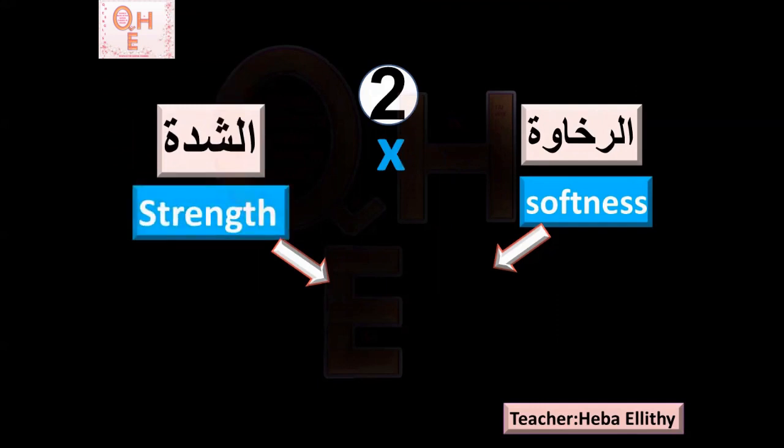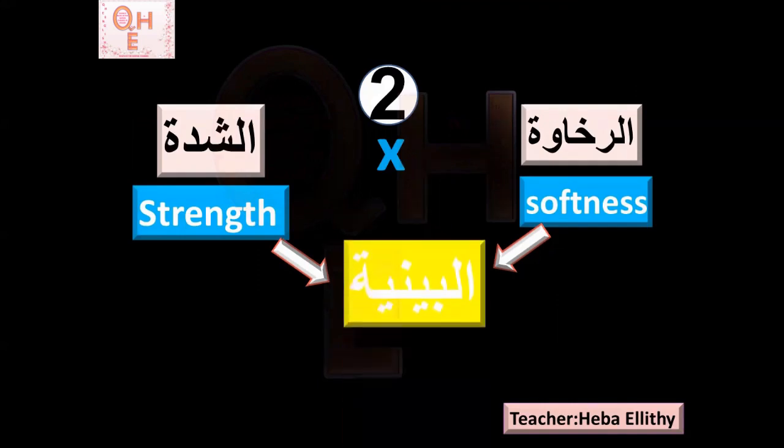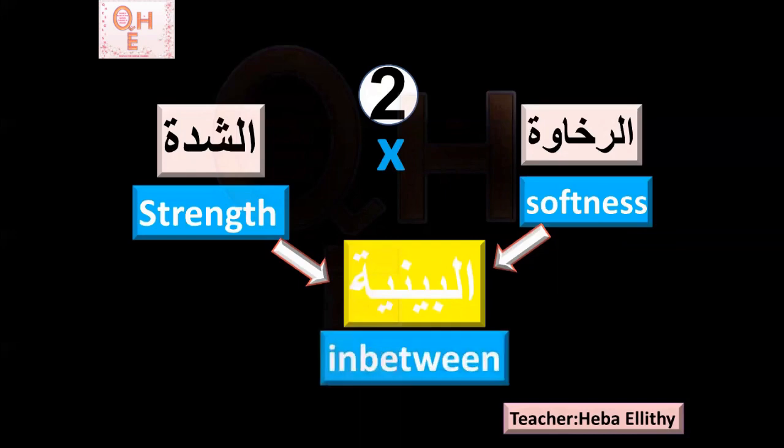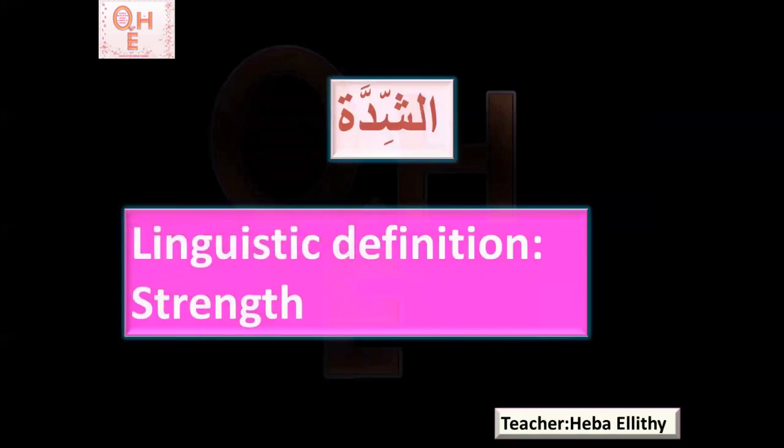And I'm still saying you have to memorize these words in Arabic, not in English. الرخاوة, the opposite of الشدة. And between both of them, we call it البينية, in between. So let's explain each characteristic, what it means, what the letters of it are, and the shahad al-jazari and everything. We will start inshallah with the first one, which is الشدة, the strength.